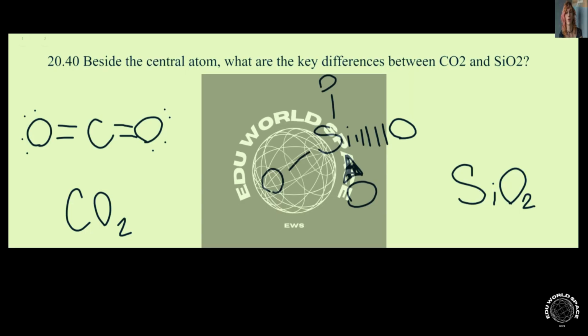So in this video, we're going to talk about question 40 from chapter 20, which says, besides the central atom, what are the key differences between CO2 and SiO2? So CO2 is carbon dioxide, and the structure of carbon dioxide is just a linear molecule where you have carbon double bonded to two oxygen atoms.